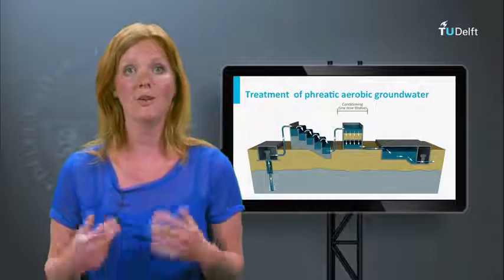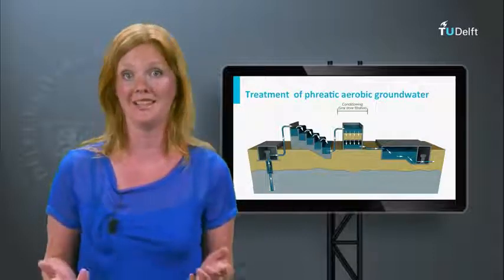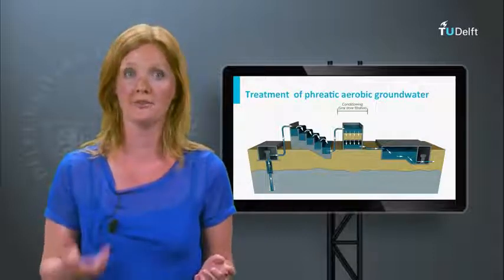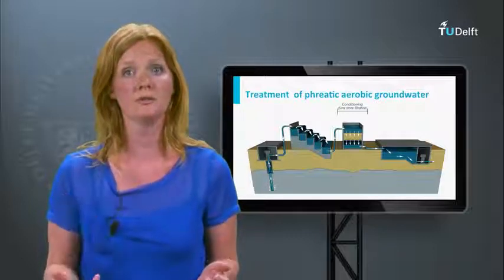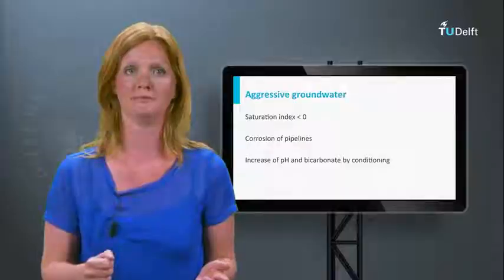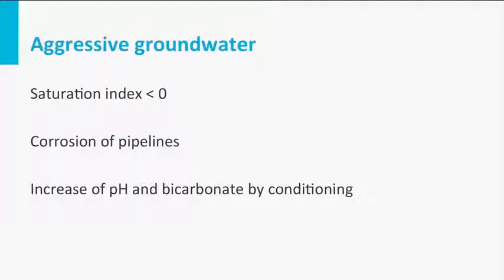Conditioning is desired when aerobic groundwater is abstracted from sandy soils where no calcium is available in the subsurface. The water is called soft or aggressive water. This is caused by a number of subsurface breakdown processes resulting in carbon dioxide in the water above the equilibrium concentration. With the saturation index below zero, the water can corrode the pipelines during distribution.